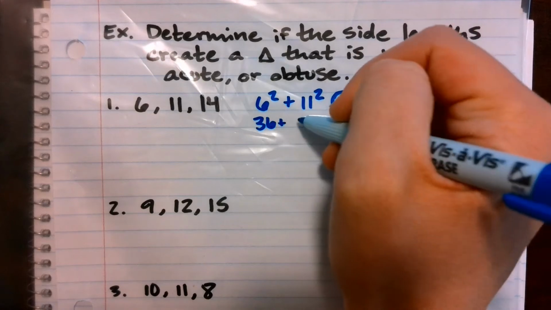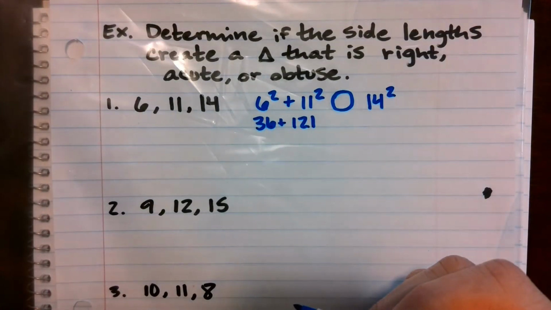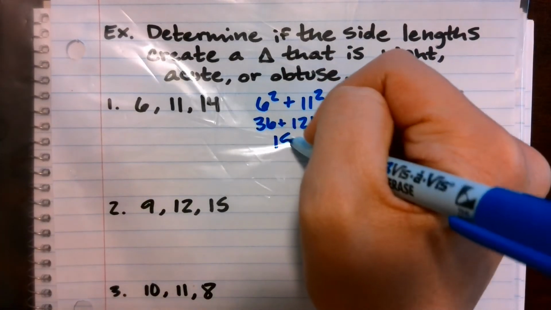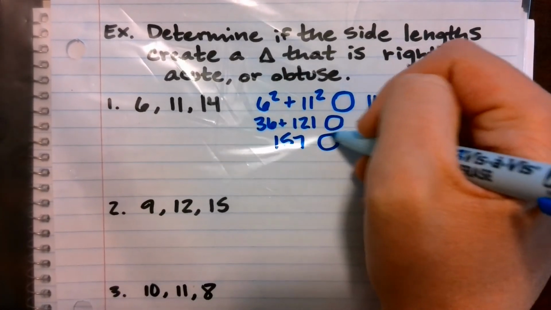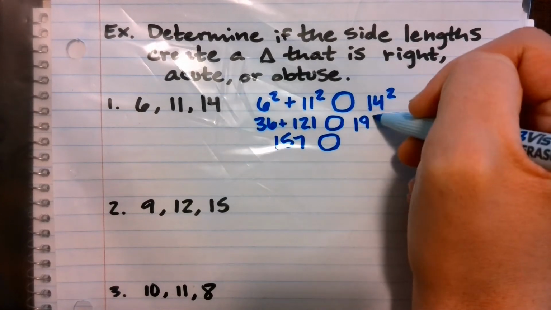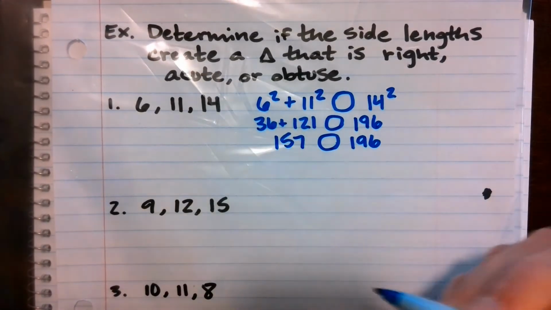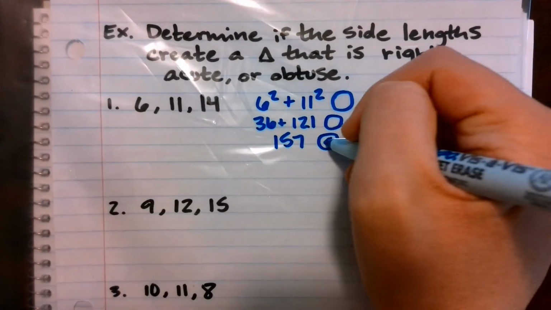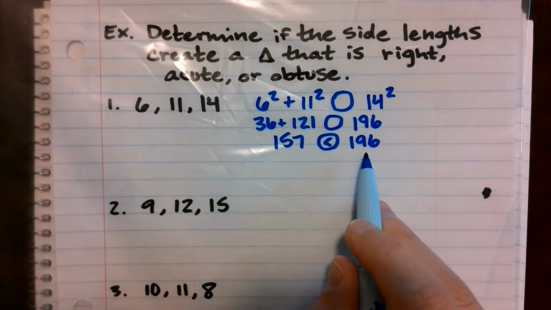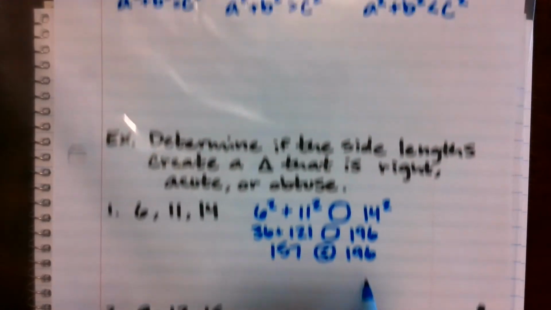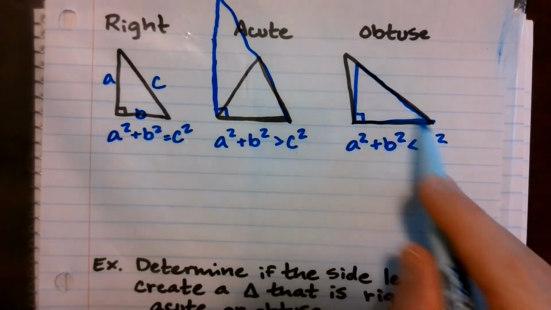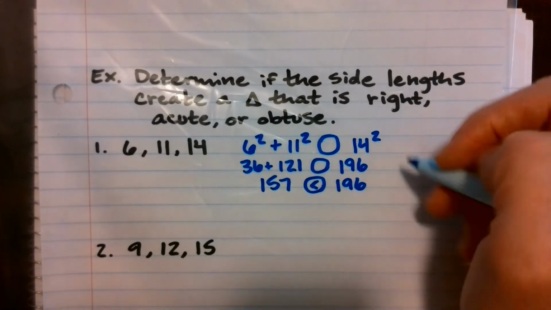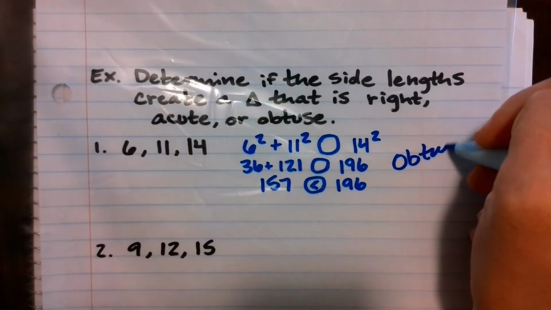So on the left side, I'm going to have this 36 plus 121, which is 157. And then compared to on the right side, my 14 squared is 196. Okay, so when I get done here, I'm just saying, okay, it ended up being greater than, my c was greater than what it should be to be a right triangle. So if my c is longer than what it should be, then that means that that angle ends up being obtuse. So right here we've got an obtuse triangle.